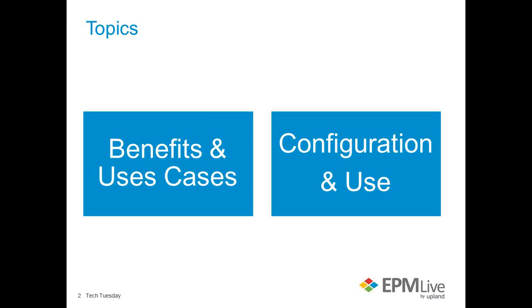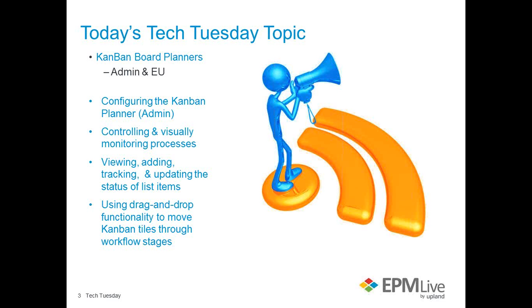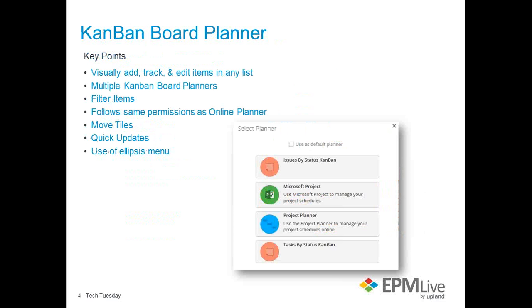Typically, a Kanban board is used as a statusing tool for items such as sprints or backlogs, but EPM Live offers flexibility as it allows you to tailor the Kanban board planner to fit whatever your business needs may be. The word Kanban roughly translates to a card that you can see and touch and move around.